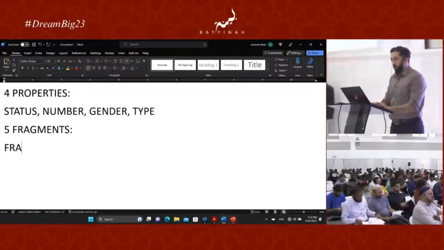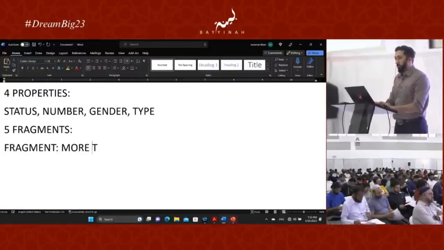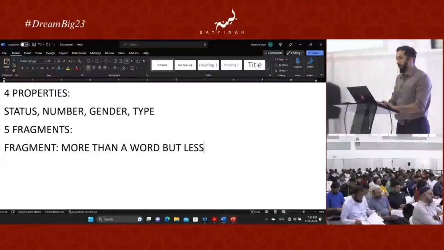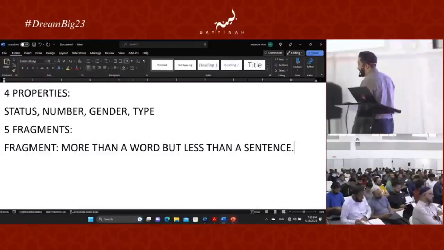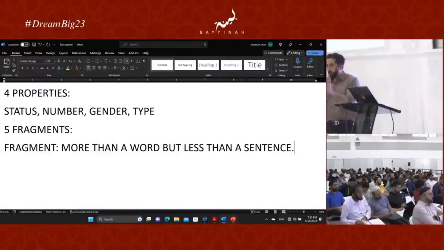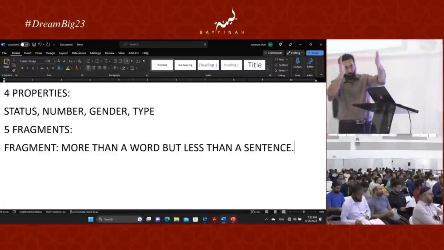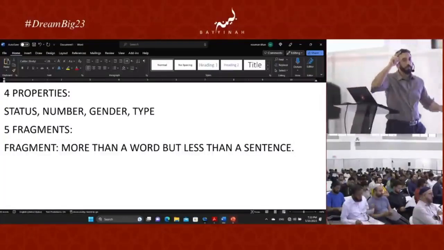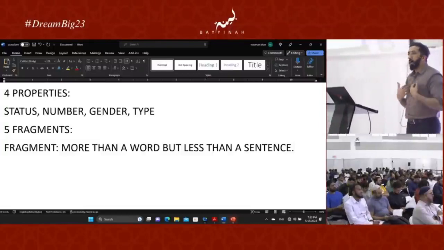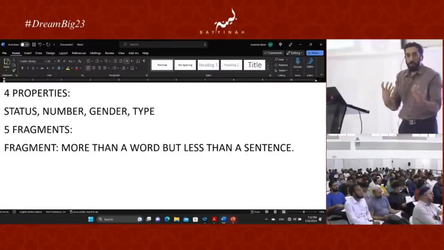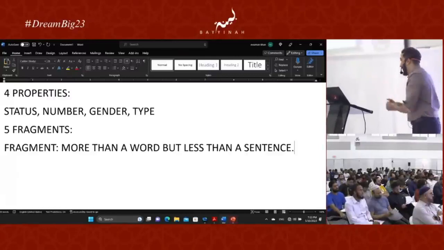The definition of fragment: more than a word, but less than a sentence. That's a fragment. It's not just a word, it has to be at least 2 words. It can be more than 2 words too, but it's still not a complete sentence. If I say, I am loud, is that a full sentence?